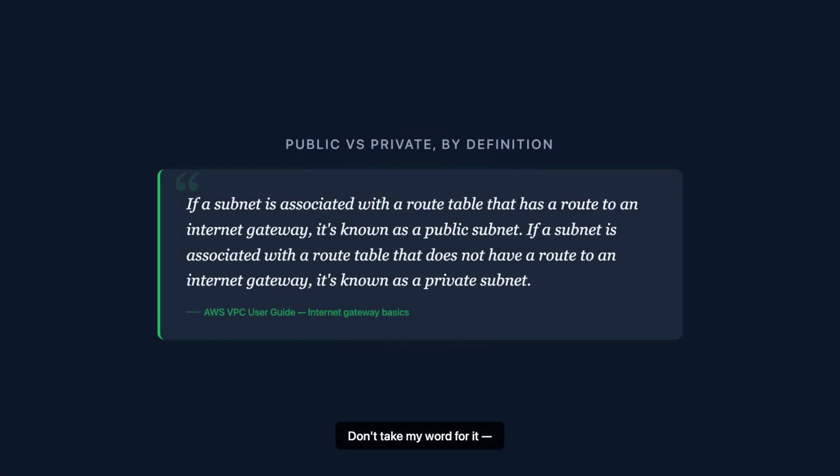Don't take my word for it. Here's exactly how the Amazon Web Services documentation puts it. If a subnet's route table has a route to an internet gateway, it's a public subnet. If it doesn't, it's a private subnet. Notice there's nothing in there about settings or labels. It comes down entirely to that one route. When a scenario question describes a subnet, your first instinct should be to ask, does it have a route to an internet gateway or not?